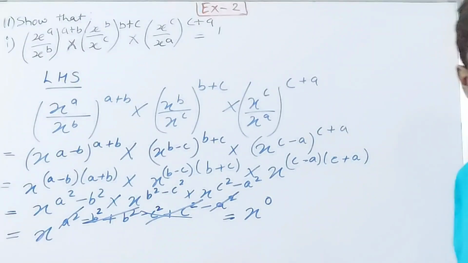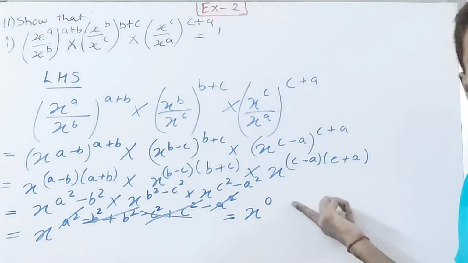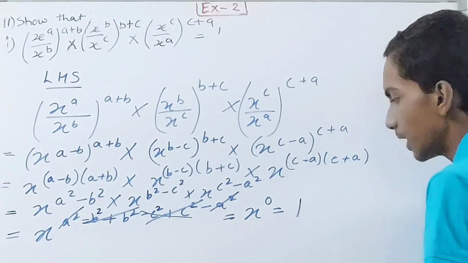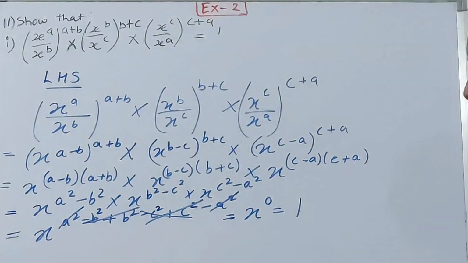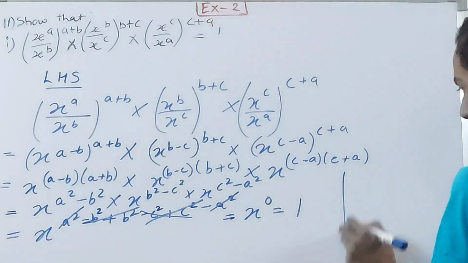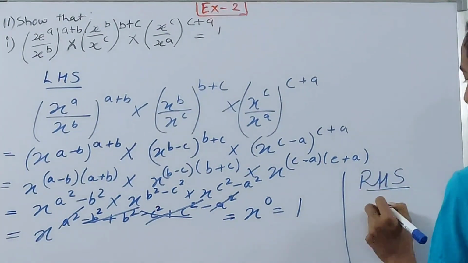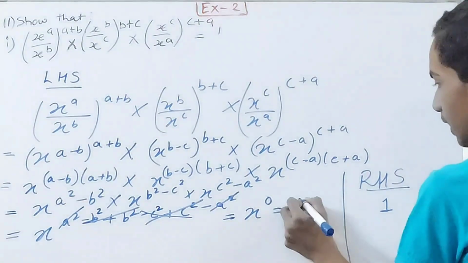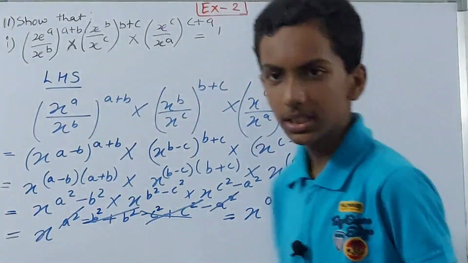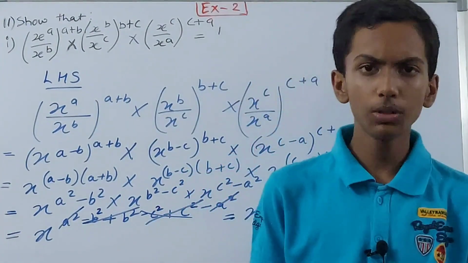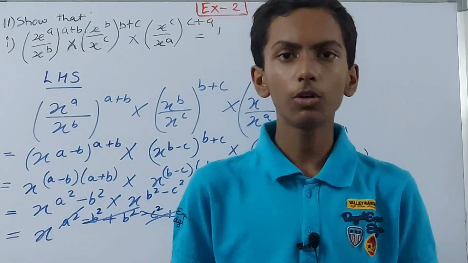So nothing means what? X to power 0, and x to power 0 is what? X to power 1? No, any number raised to power 0 is 1. So here we have got 1, and on the right hand side also 1, and here also 1. So you can see left hand side, right hand side both are equal, thus we have shown and proved it. Now let's move on to the next part.